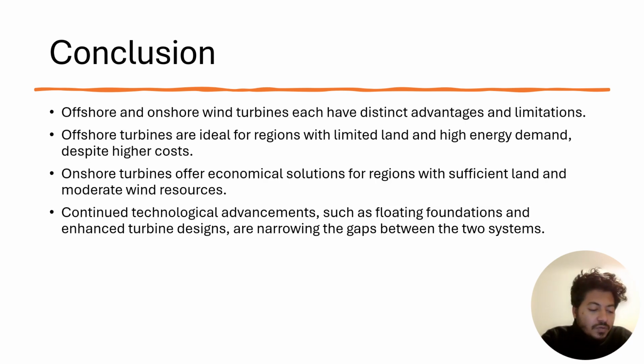In conclusion, offshore wind turbines with higher voltage, current, and power outputs are ideal for regions with limited land and high energy demands, despite their higher cost and maintenance challenges. Onshore turbines offer a more economical solution for areas with accessible land, moderate wind resource, and smaller energy needs. Both systems are integral to the global energy transition, with their deployment determined by geographic, economic, and environmental factors.